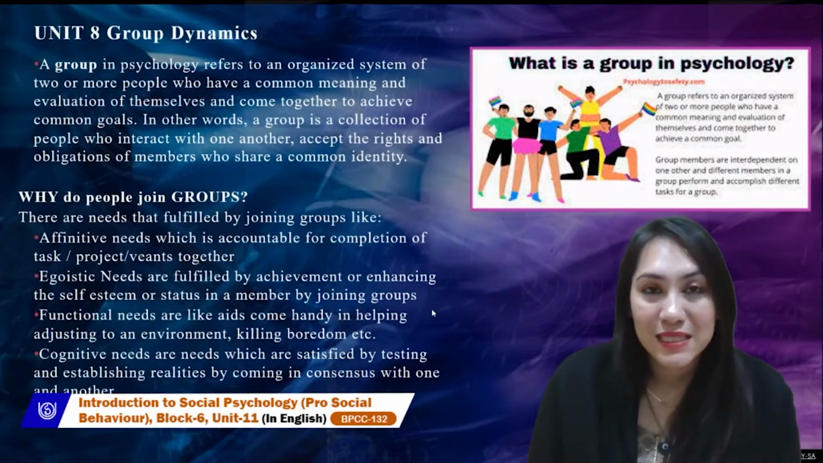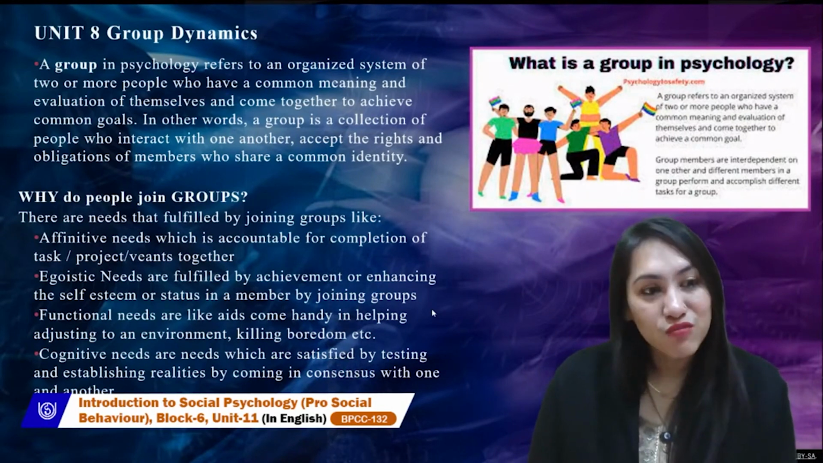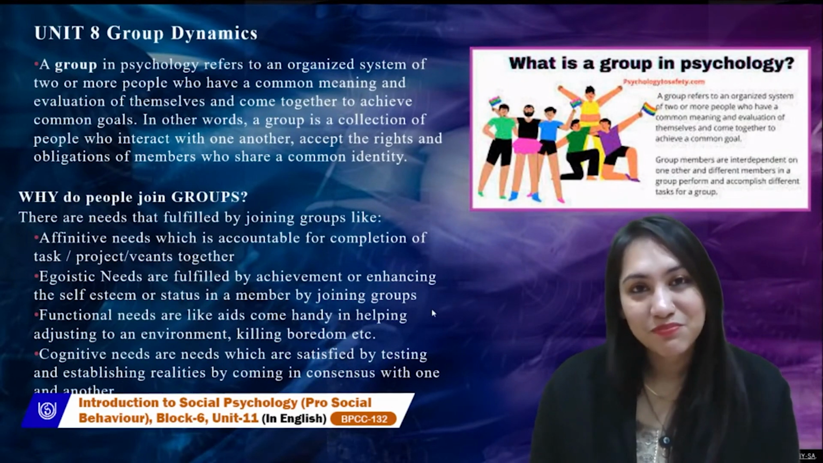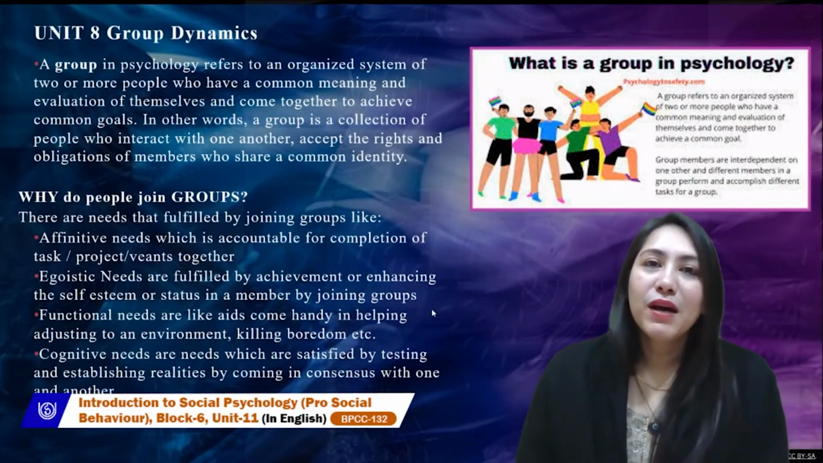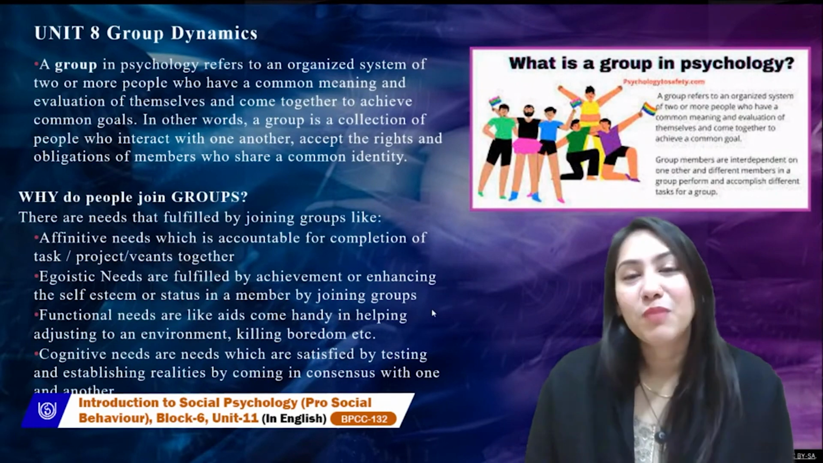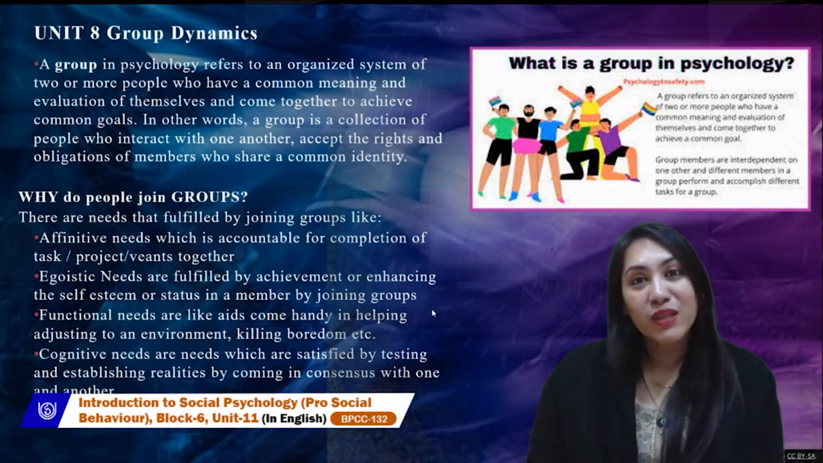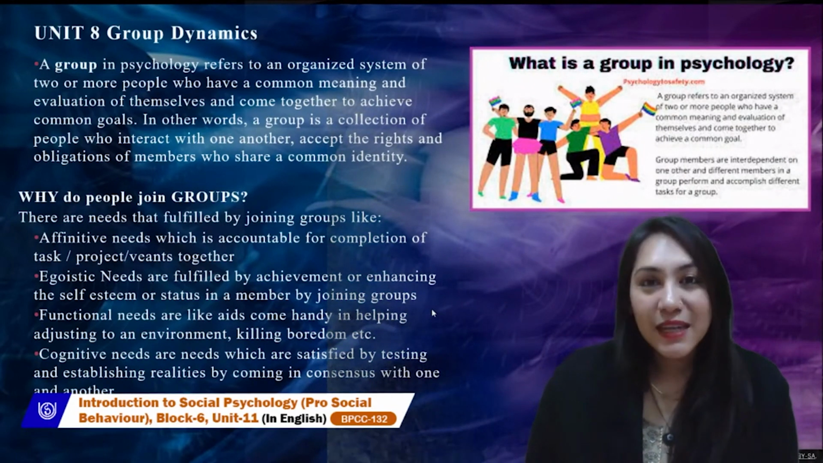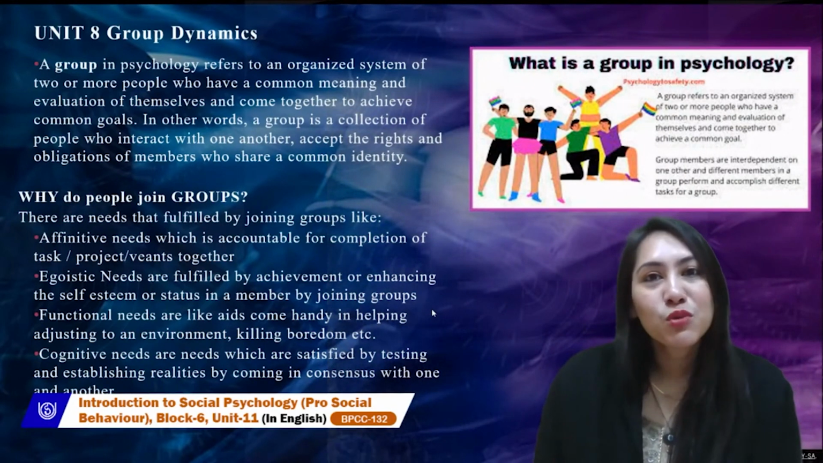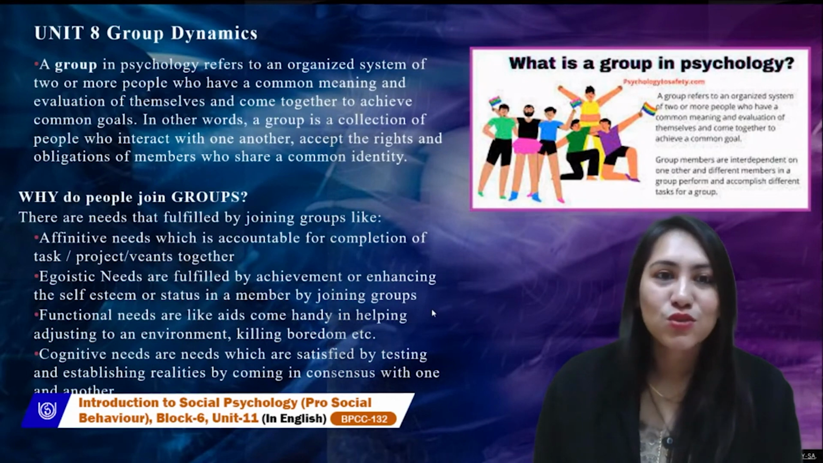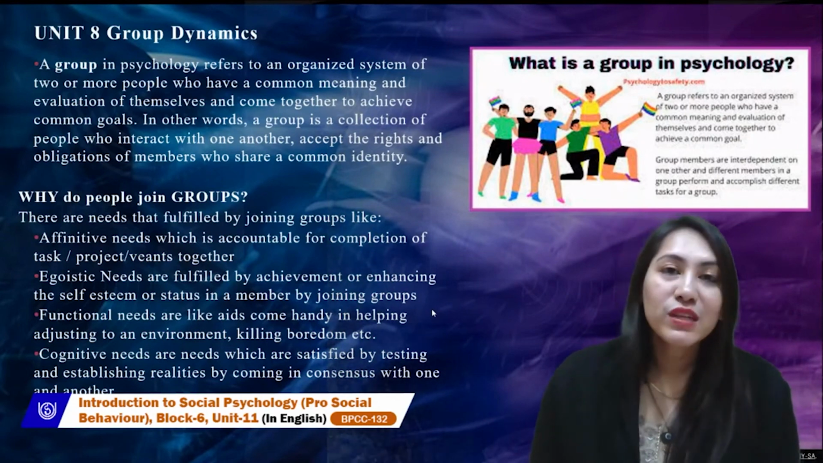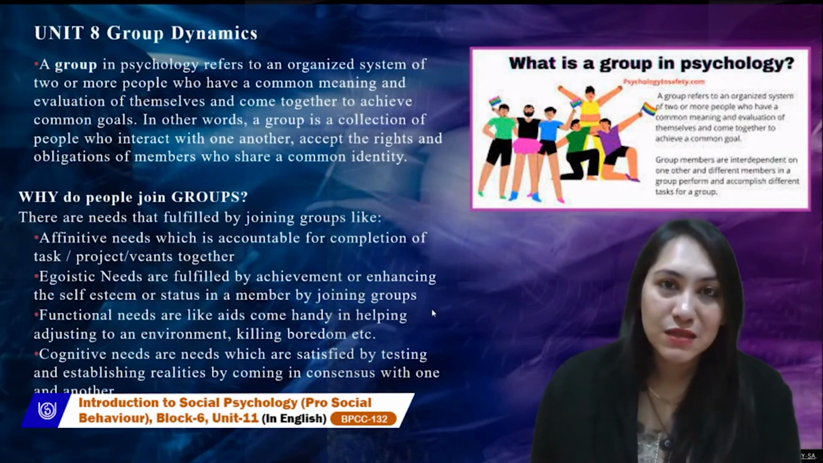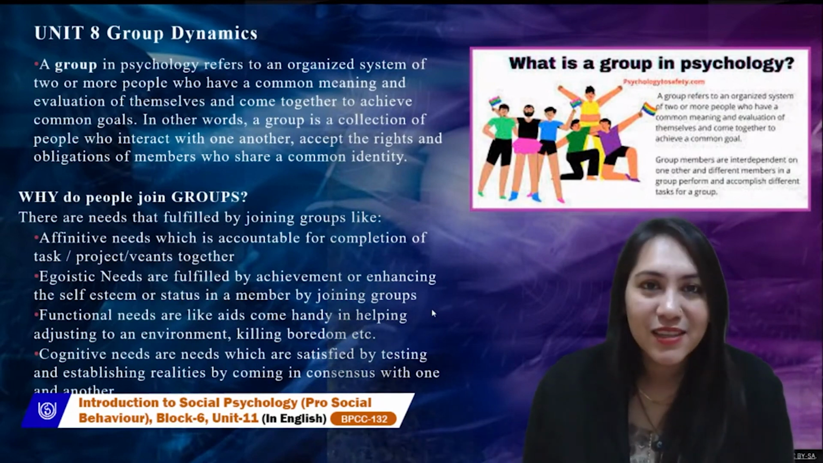Then we have egoistic needs. These are fulfilled by achievement, enhancing your self esteem. We all know, why do children want to be part of a group? Why do they want their own gang of friends? The reason is high self-esteem. A collection of people boost one another. We're interdependent, and it's a common identity, so it leads to enhancing your self-esteem. You judge yourself better than the other people.